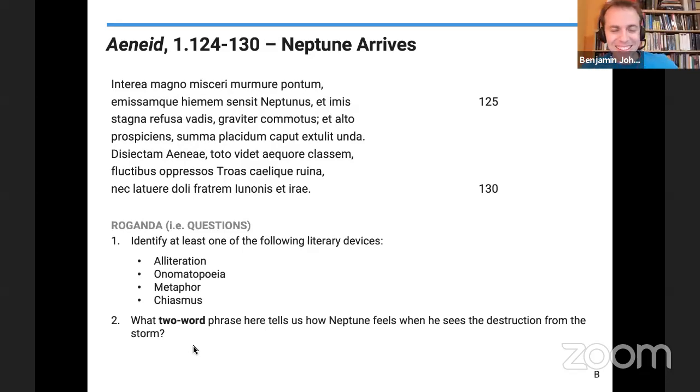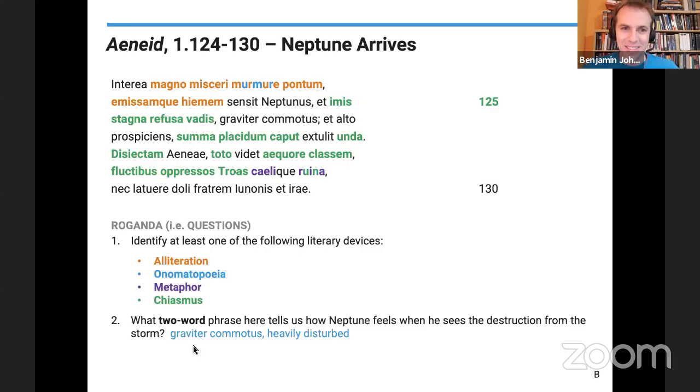Oh, excellent. So we've got to have the storm end at some point, and Neptune's going to arrive, and we want you to look at this entrance of Neptune onto the scene, and identify alliteration, onomatopoeia, metaphor, chiasmus, and also look for the two-word phrase here that shows how Neptune feels when he sees the destruction from the storm. And that first line there in 124 is super famous because there are lots of really cool things with it. So that may be a hint.